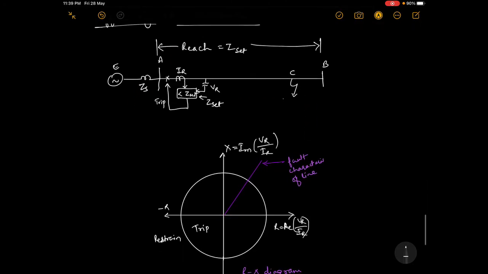With this diagram, which we have already seen, this is the Z. This radius gives, you have to think, what this radius corresponds to. This radius tells for what distance the relay will operate. So up to here, this is the point B. Up to there it will operate, and after that it will restrain. Restrain means it is just like an opposing force, it will not operate.